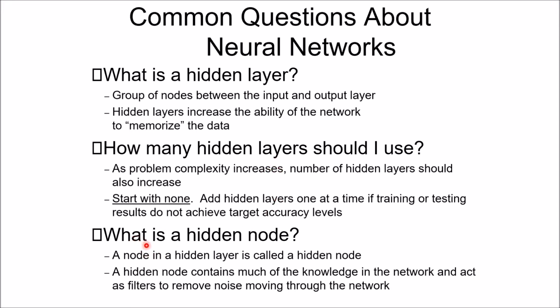The third question: what is a hidden node? A hidden node is the neuron inside the hidden layer. For each hidden node you have an activation function, and you will have a layer of weights that connect the inputs fed to the neuron.